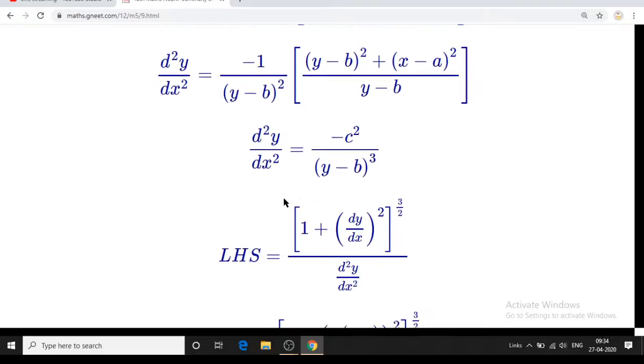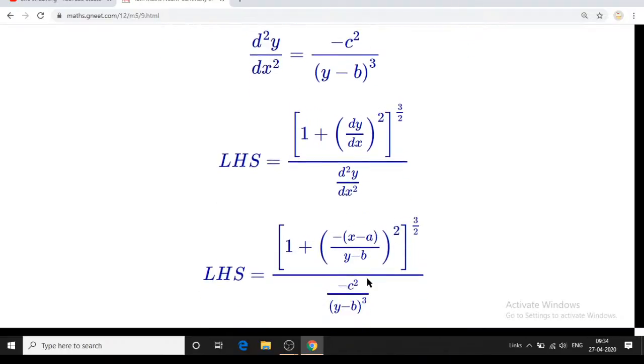Now what we have to prove, we'll take the left hand side, the part which has to be proved, that is (1 plus (dy by dx) the whole square) raised to 3 by 2 upon d2y by dx square. What was the value of dy by dx? That was minus (x minus a) upon (y minus b), which we write in the bracket, squared, raised to 3 by 2 upon d2y by dx square. What we get for the denominator is minus c square upon (y minus b) the whole cube.